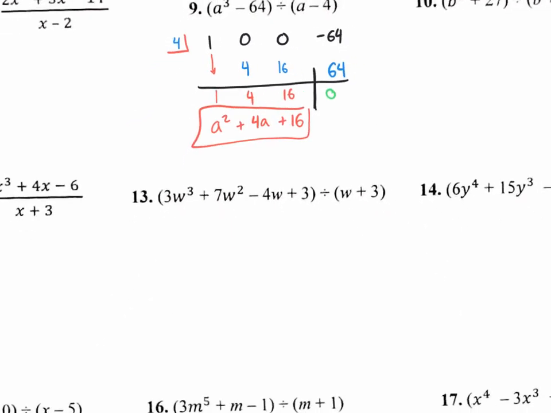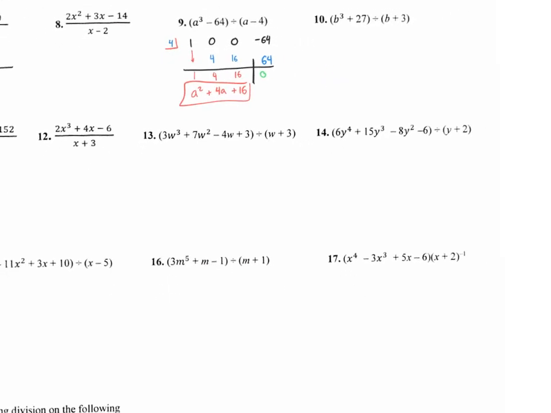So you could use synthetic division on any division problem where you have a nice binomial. There's no number in front of your variable. If you had a 5w plus 3 instead of w plus 3, go with long division. You could do it with synthetic, but you end up with fractions. It's disgusting. I'm not even going to mess with it. Okay. Let's go for one of the harder questions.